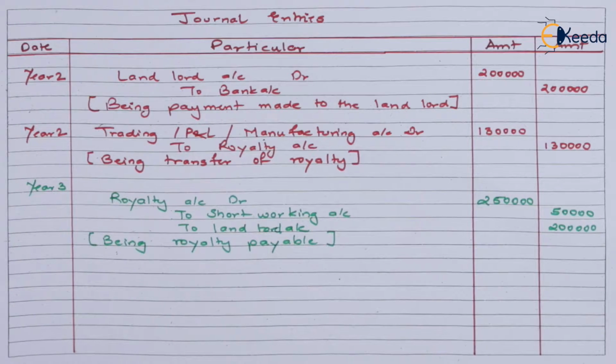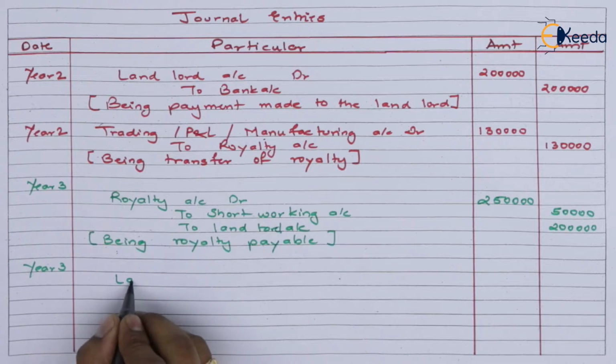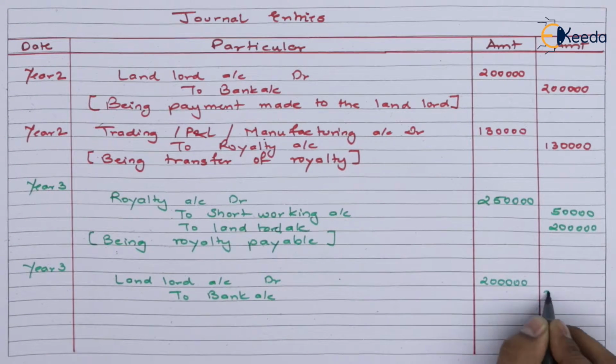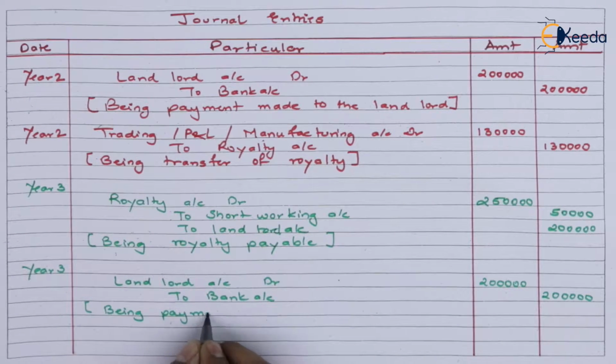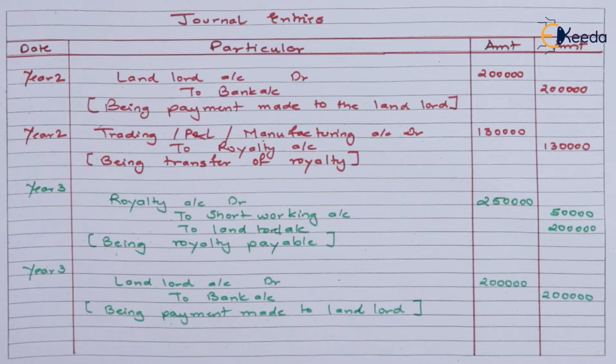Now the next entry of year 3 will be when the payment is made to the landlord. So the next entry that we have passed here is being payment made to the landlord. The amount has been mentioned there as 2 lakh rupees. Let's figure out the next entry, that means this specific transfer of royalty entry.